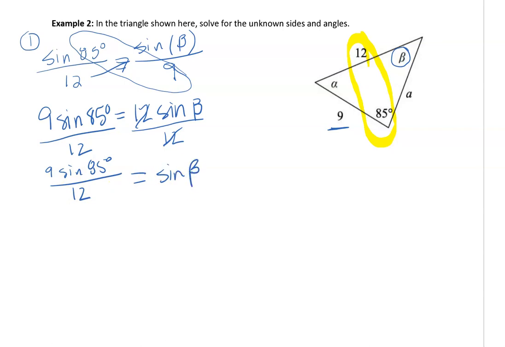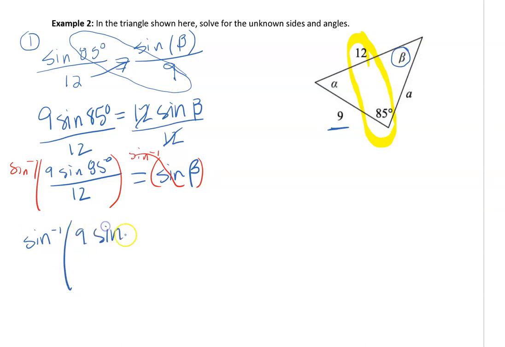And then from there, I'm going to have to isolate that angle beta, and so we're going to use our arc functions. If I were to arc sine both sides, that would eliminate the sine on the right-hand side. So that would just leave me with beta. And then on the left-hand side, I'm looking at, in my calculator, arc sine of 9 sine of 85 degrees over 12. And we want to figure out what value that is.